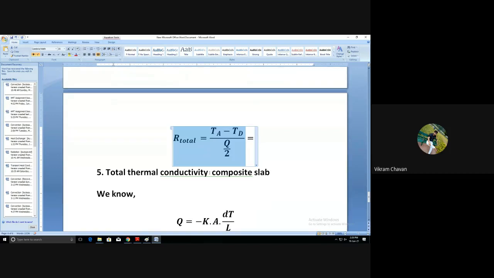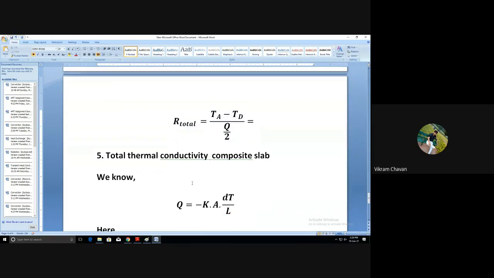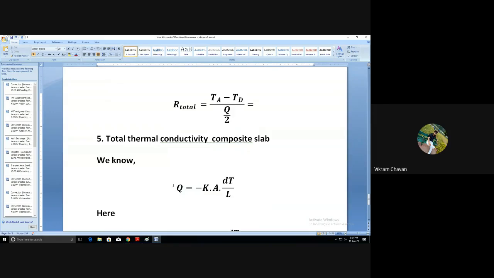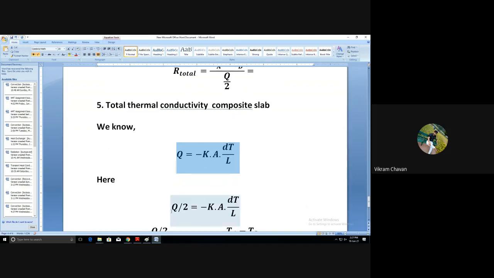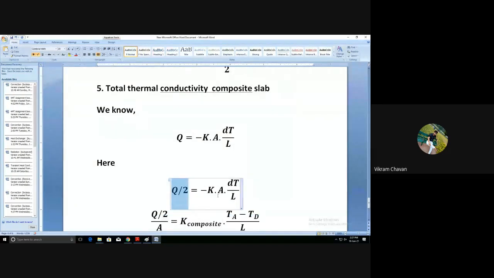conductivity for the composite slab, and that will be determined by considering Fourier's law, that is Q is equal to minus K multiplied by A multiplied by dt divided by L. Now here in our case, Q will be considered as Q by 2, where Q is V multiplied by I, so whatever value we get after multiplying voltage and current, divided by 2, that will be your Q by 2, and it will be equal to minus K multiplied by A multiplied by dt divided by L, that is nothing but the temperature gradient.